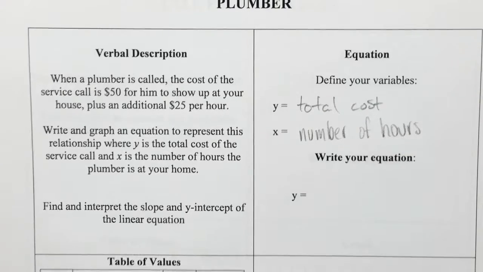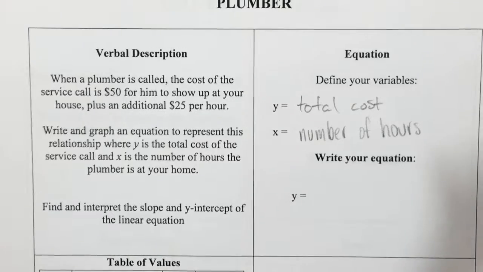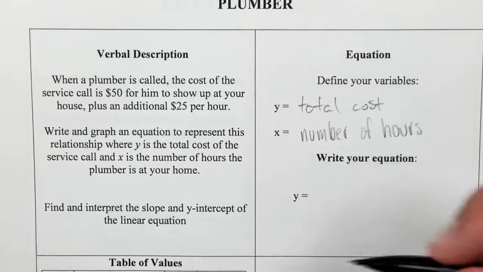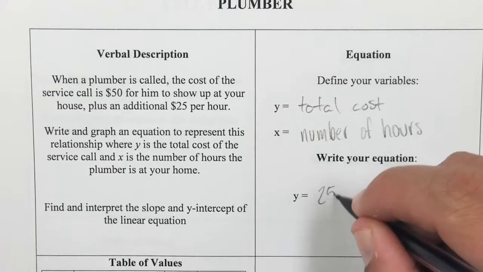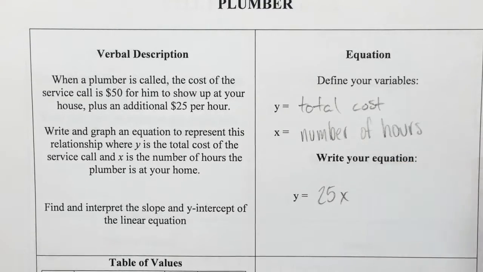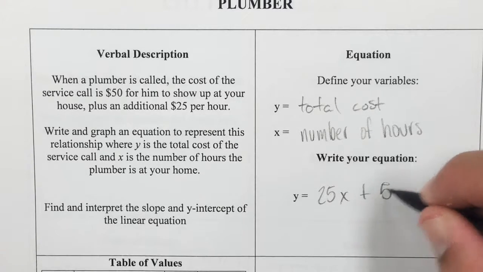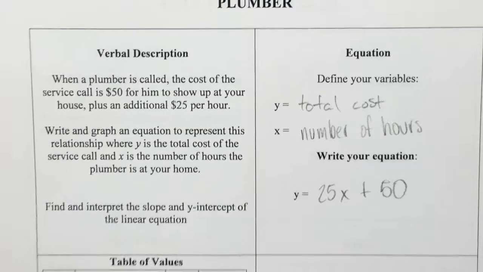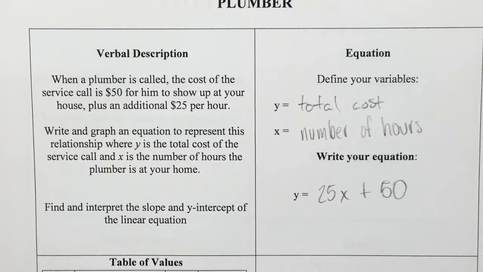Okay? Now we got to write an equation. Y equals, what's his rate per hour? Okay, what's his rate per hour? Got to have the rate of change first. Rate per hour is 25 times the number of hours. Plus, what's he going to charge just to show up at your house? That's the 50.